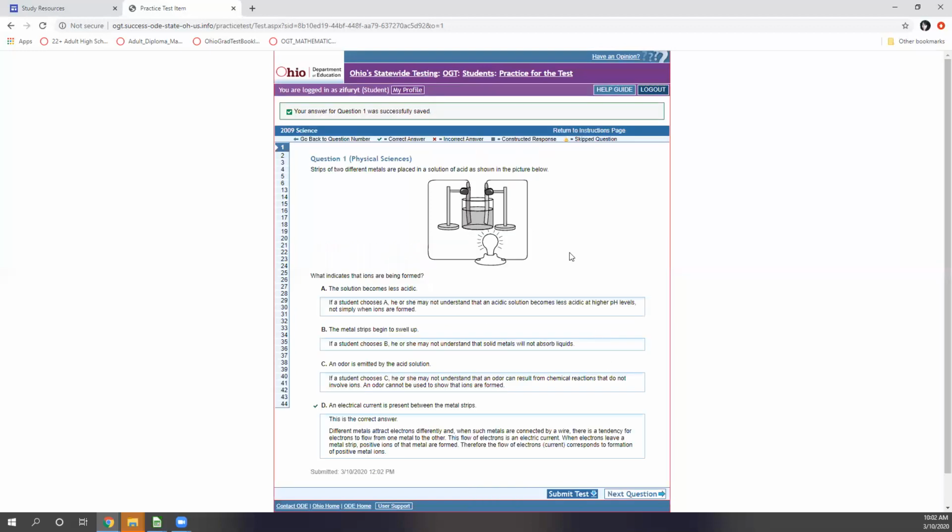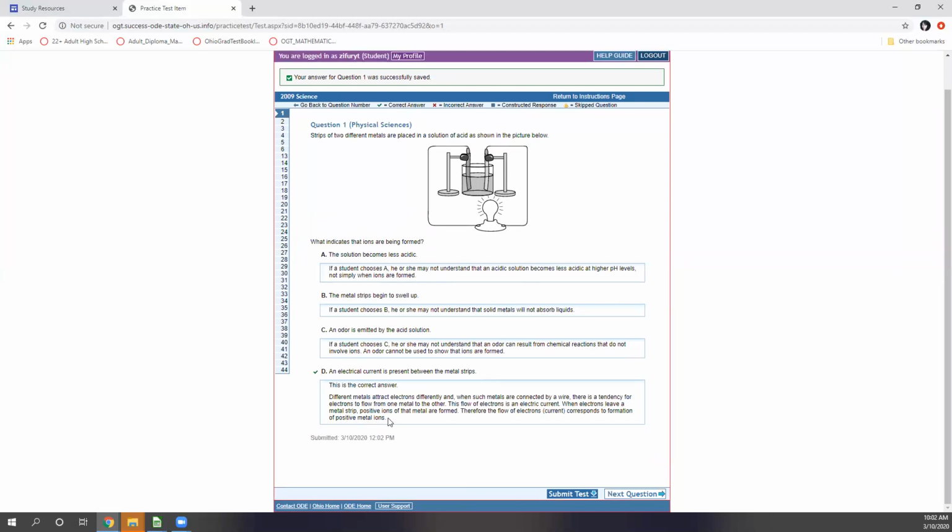The great thing about these practice tests is once you choose an answer, you're given an explanation below, and it is helpful in helping you understand why that's the right answer. Different metals attract electrons differently, and when such metals are connected by a wire, there's a tendency for electrons to flow from one metal to the other. This flow of electrons is an electric current. When electrons leave a metal strip, positive ions of that metal are formed. Therefore, the flow of electrons current corresponds to formation of positive metal ions.